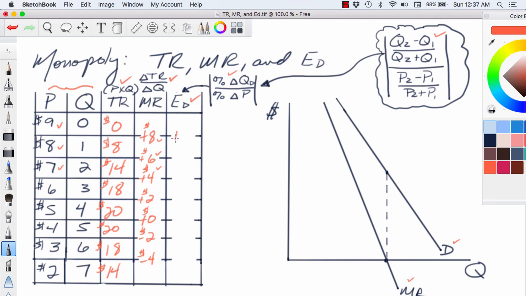This number is going to be 17, which is very, very high. The buyers are very, very price sensitive between a price change of 9 and 8. It's going to drop to 5 here. It's going to drop to 2.6 here. It'll drop to 1.57 here.